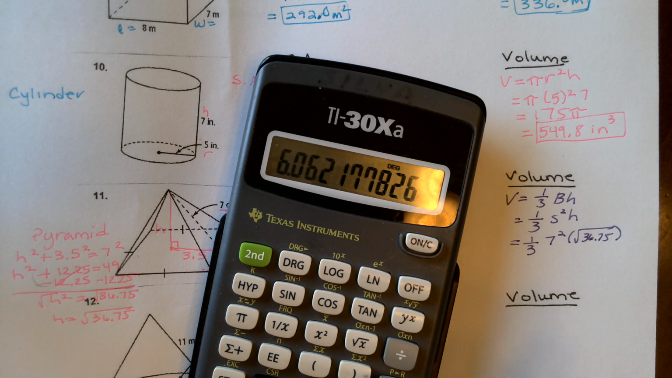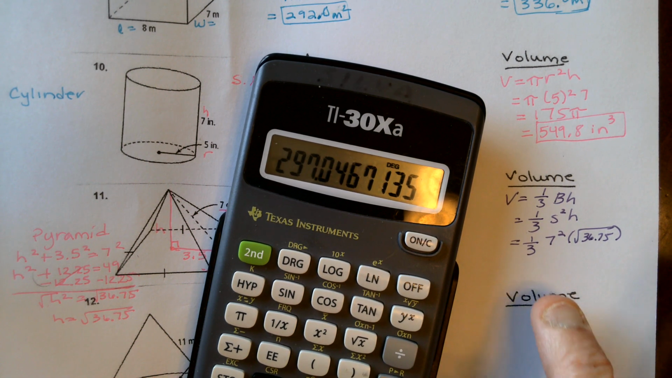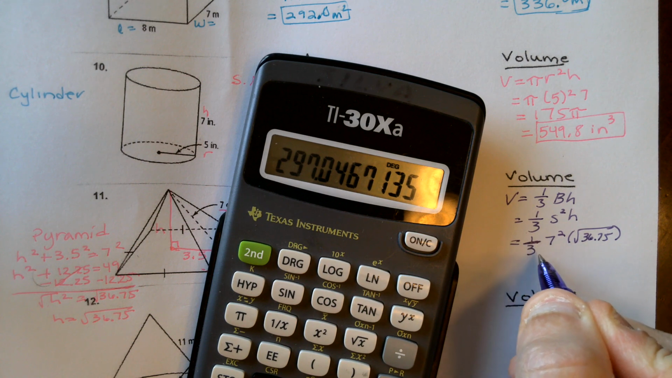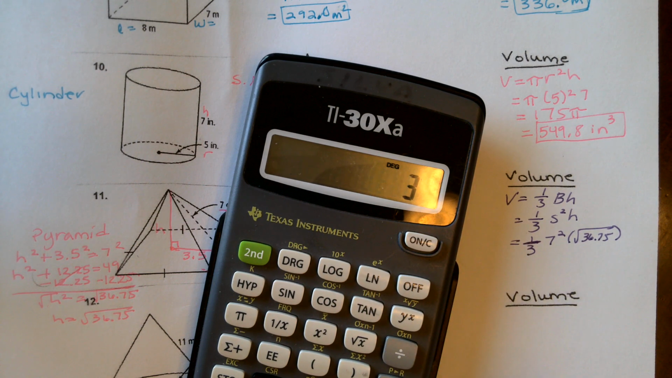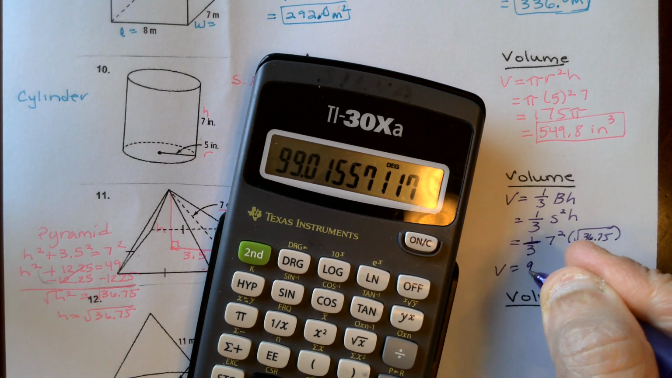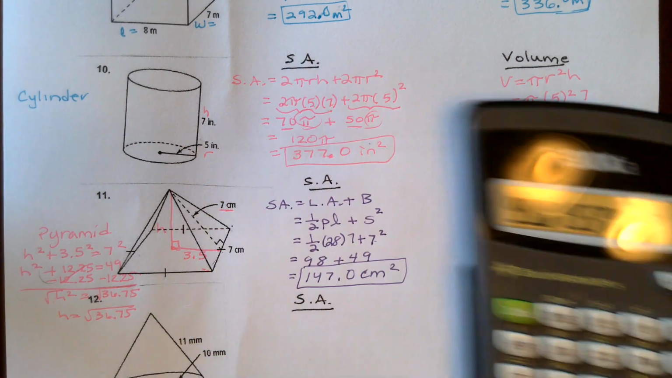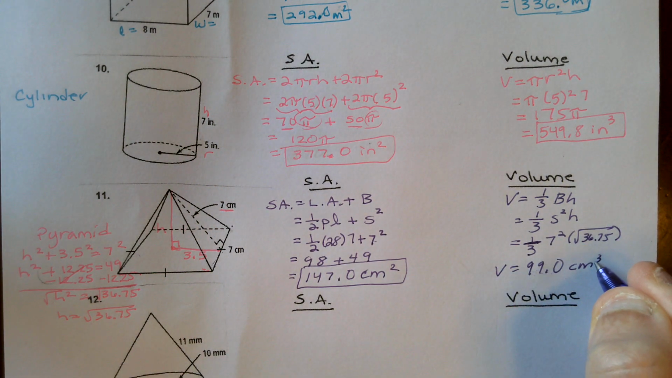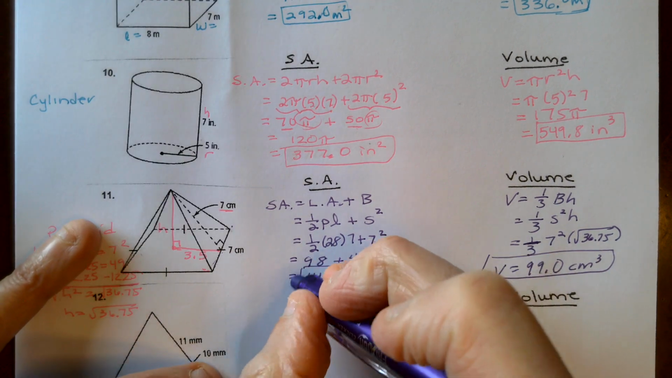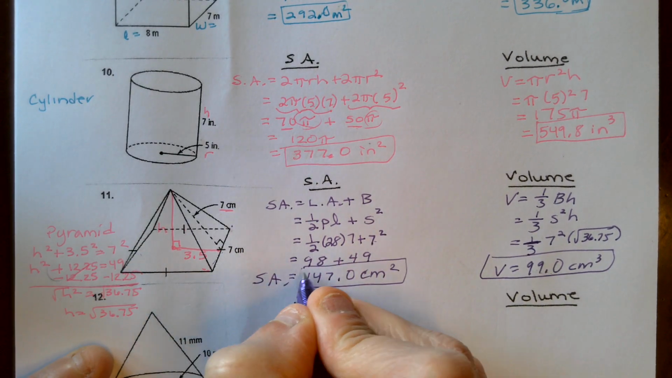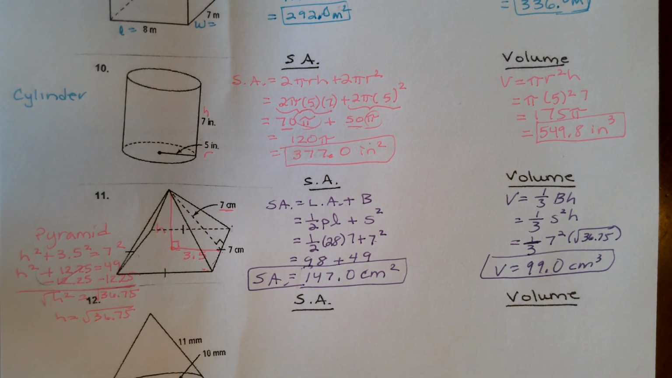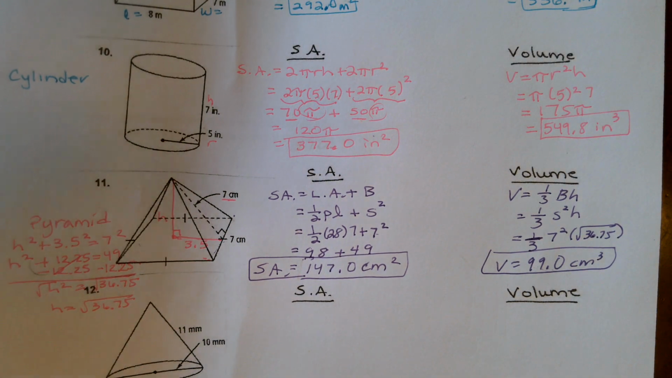I'm not going to clear it. I'm going to leave it in there, and I'm going to multiply it by the 7 squared, which is 49, times 1/3, which is the same as what? Multiplying by a third is the same as dividing by 3. Divide by 3, 99.0. What's our unit? Centimeters cubed. I wish I would have sealed the deal here. I don't like it like that there. And I should do the same thing above, but I won't waste your time doing that.